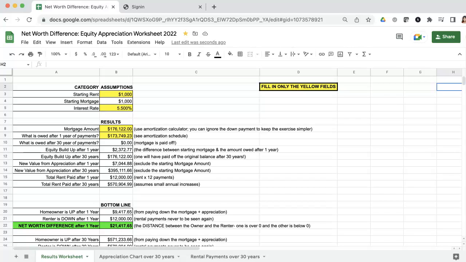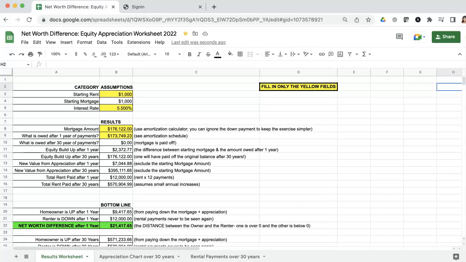Now, how do you calculate a net worth difference? I'll give you a simple example. If I'm up $10 and you're down $20, the net worth difference between us is $30 because you add what I'm up and what you're down together, and that demonstrates the difference.